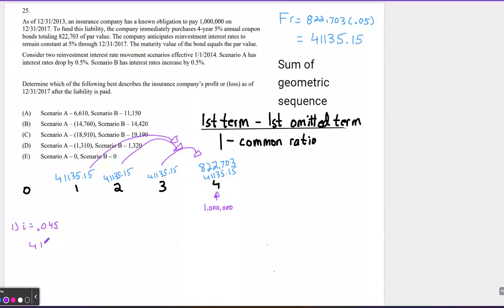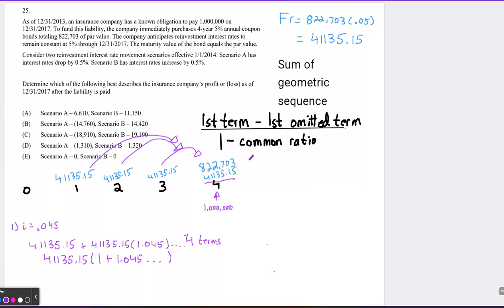So 41,135, that's what this is right here, plus 41,135, and I have to accumulate that by 1.045 because I have a 4.5% interest rate. And I know that I have 4 terms. We don't have that many, so we can just calculate it on the calculator. But we're going to factor out the two first terms, 41,135.15 times (1 plus 1.045).